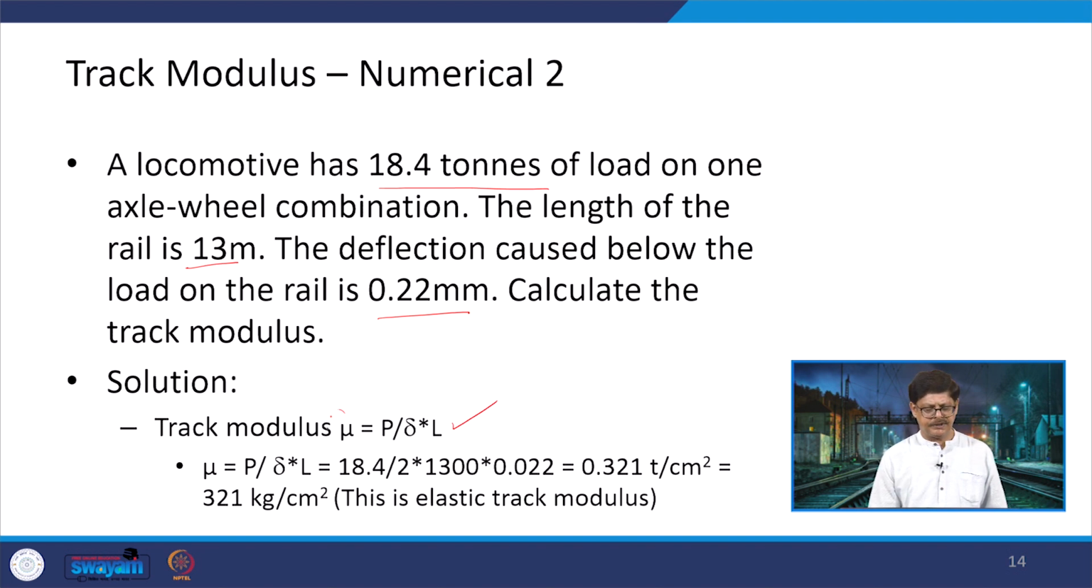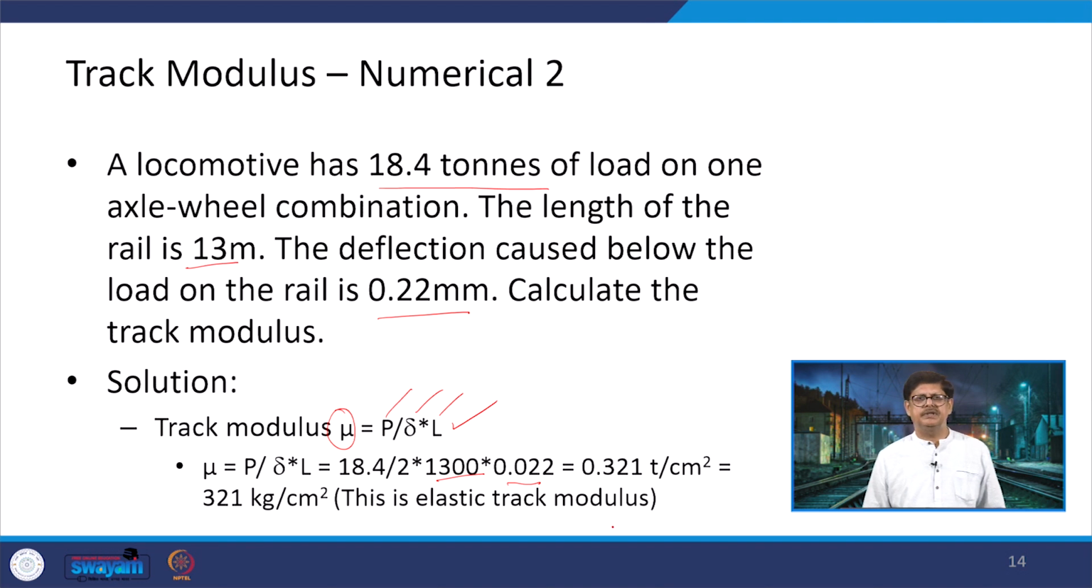We have to calculate the track modulus mu. The load is known to us, the length is known to us, the deflection caused on one rail is also known to us. So, if we consider this, it is 18.4 divided by 2. That is the load which is coming on one rail, then divided by the length in centimeters and the deflection being given to us in centimeters. So, what we get finally is 0.321 tons per centimeter square or 321 kg per centimeter square.